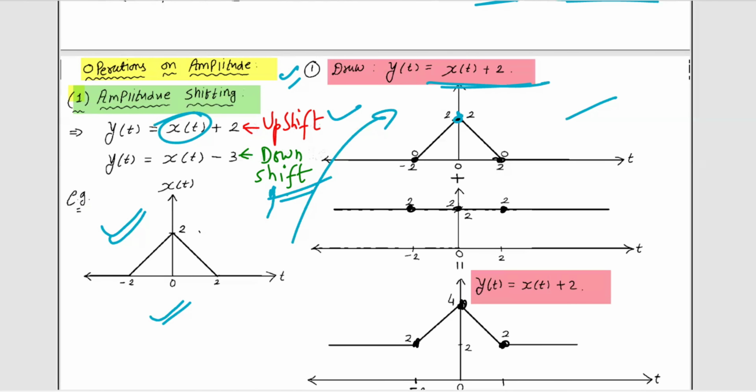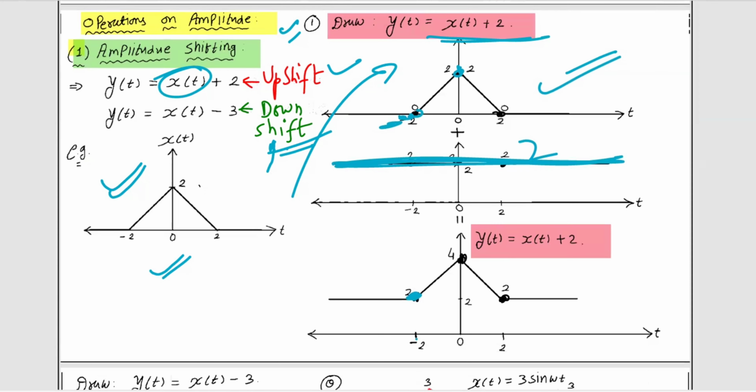Okay, so what we are doing, this is x(t), and x(t) + 2 would be nothing but you have to add a constant term like this. This is the constant value +2, which is to be added to this signal. Okay, so all the points would be shifted by 2 units on the upper side. Okay, so you can see here, this -2 value would be shifted by 2 units. Okay, so this signal would be shifted like this.